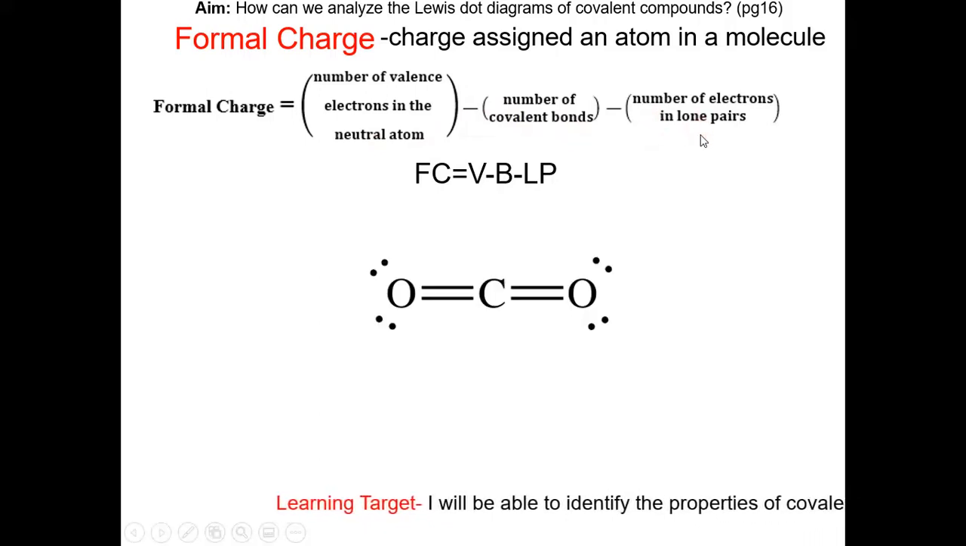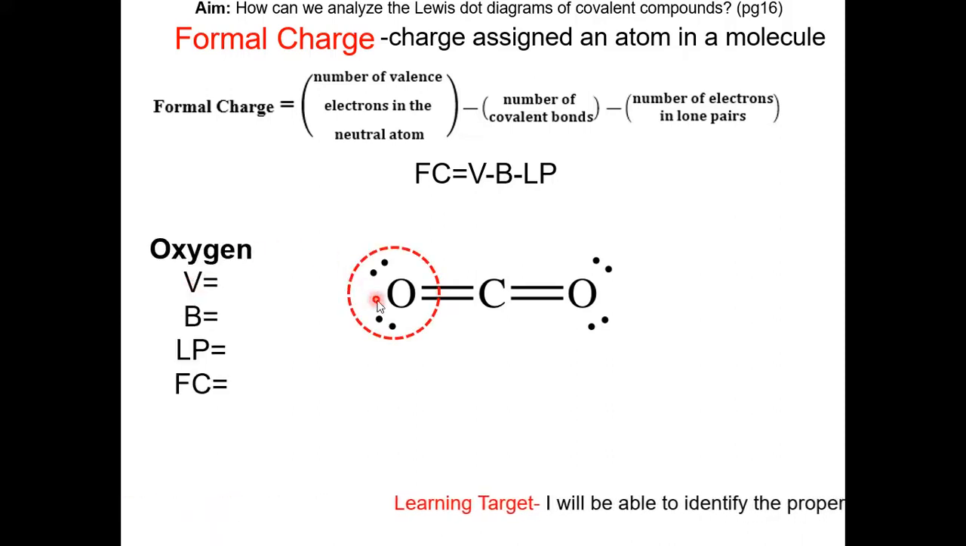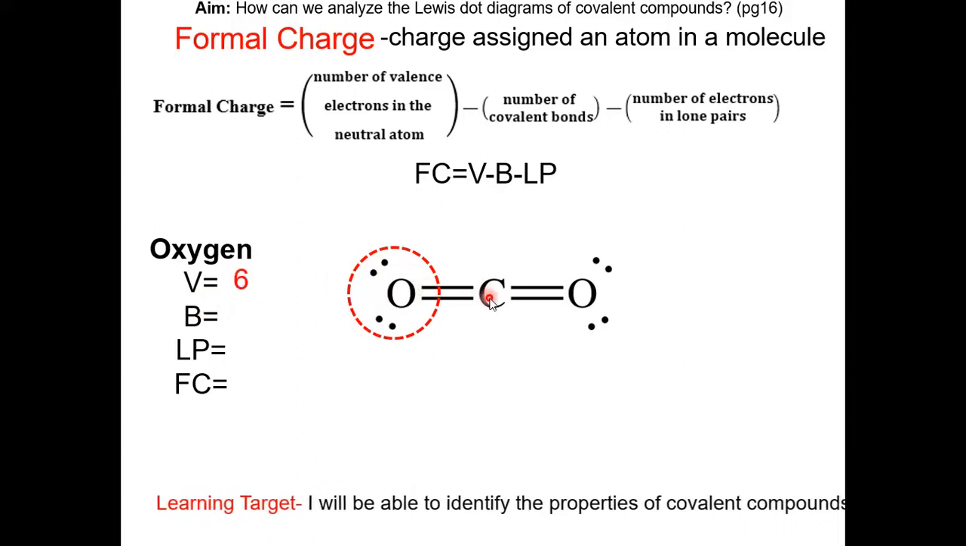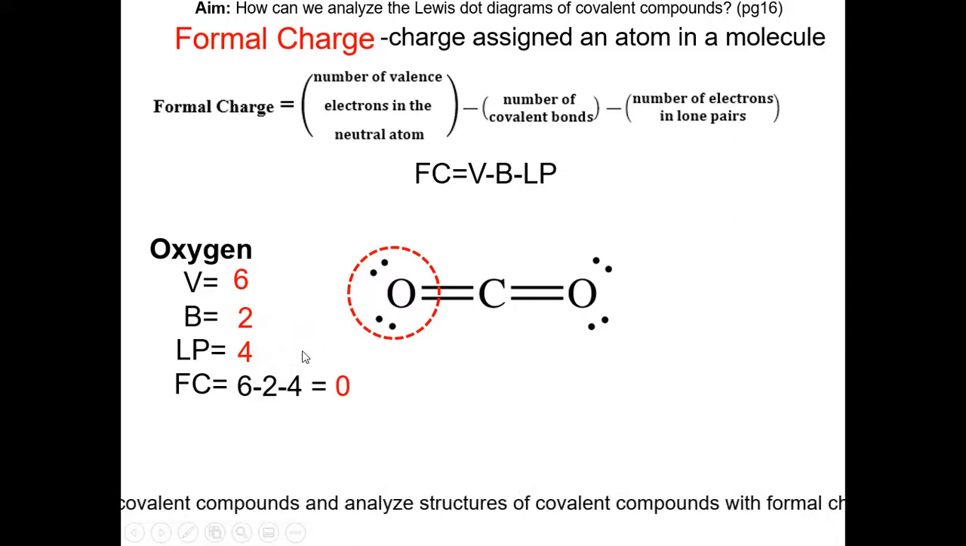So let's do an example. Let's look at oxygen first. How many valence electrons does a neutral atom of oxygen have? Oxygen has 6. How many bonds is oxygen forming right now? It's forming 2. How many electrons are in the lone pair? It has 1, 2, 3, 4. So now we plug this into the equation. 6 minus 2 minus 4 is 0. So the formal charge of oxygen in this molecule is 0.